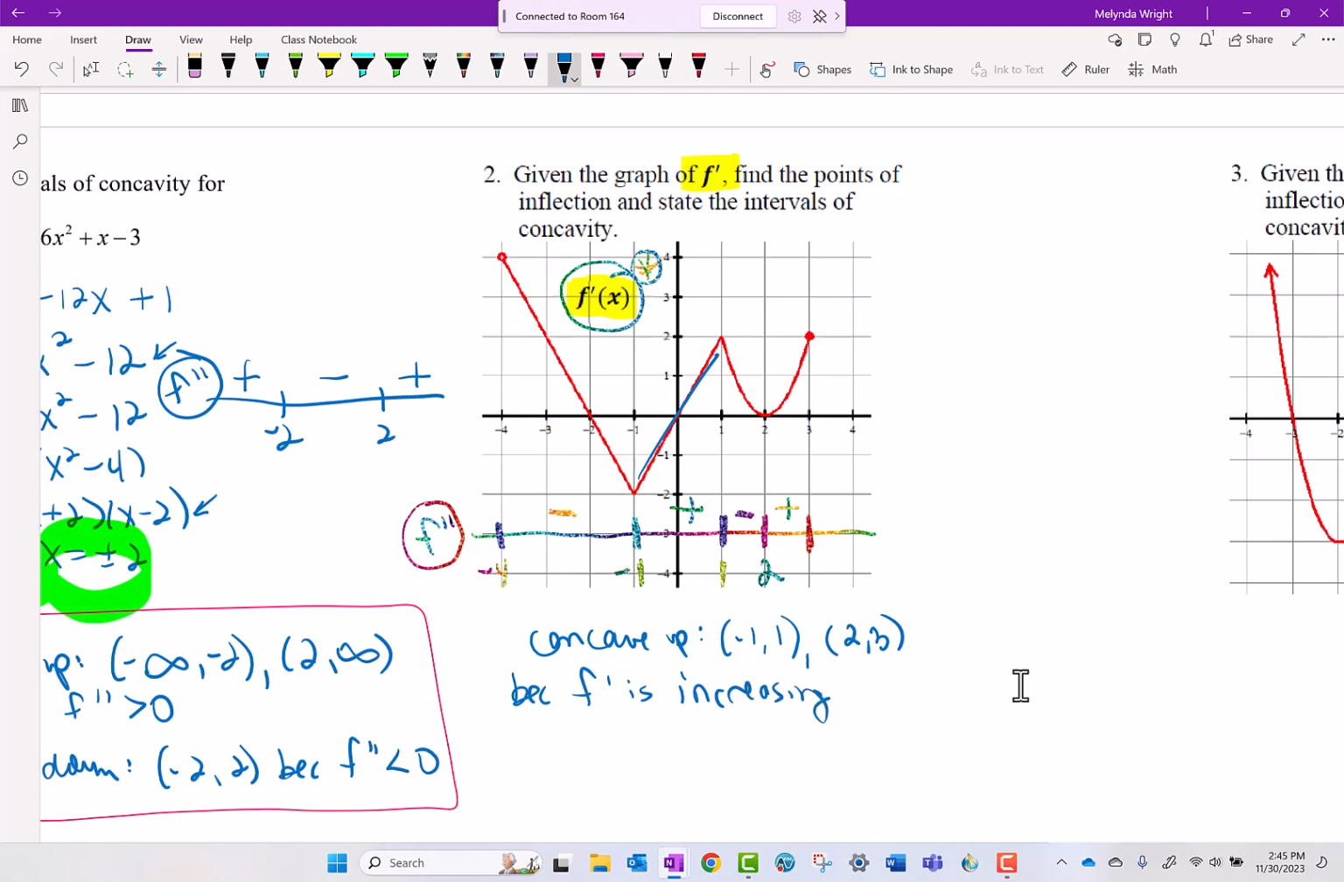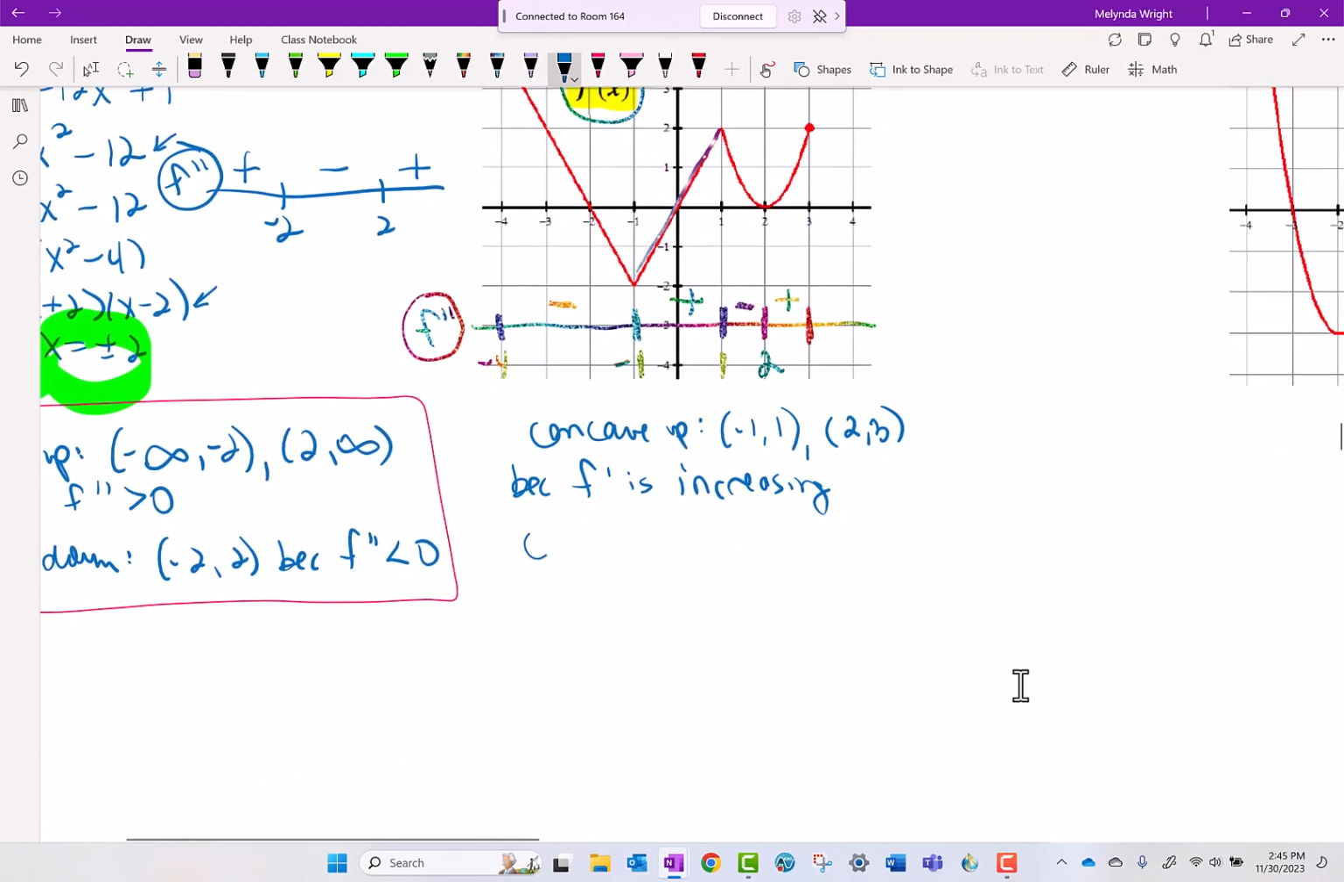And you can see on the chart, on our table, why that makes sense. So we know the second derivative is positive because the slopes are positive, and we also know that the first derivative is increasing. So maybe that makes a little bit more sense why that works, for the first derivative to be increasing. We are concave down from -4 to -1 and 1 to 2 because f prime is decreasing.